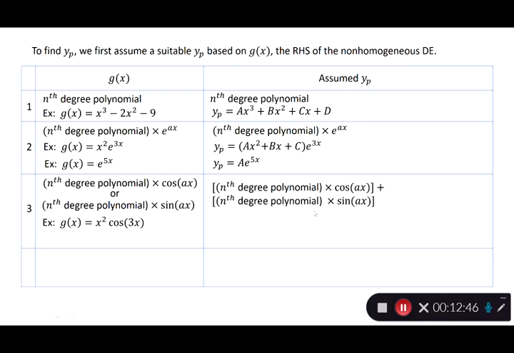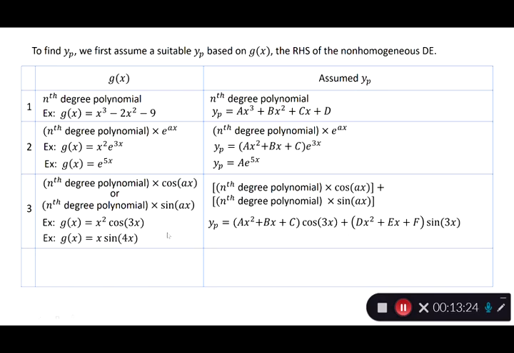Second degree polynomial times cosine of 3x. Any guesses? A second degree polynomial times cosine of 3x plus a second degree polynomial times sine of 3x is what we assume. What do I mean by generic? Make sure that if you call the coefficients of the cosine of 3x as ax squared plus bx plus c, that of sine of 3x would be different from abc, that is d, e, f. So ax squared plus bx plus c times cosine of 3x plus dx squared.